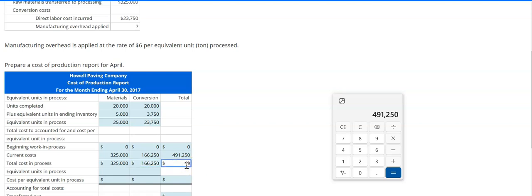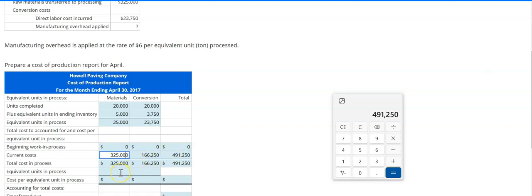So what we're doing here, because the question that you have in your class may be a little bit different. There may have been a beginning work in process. Let's say that just hypothetically this was $10,000 here. Well, then this would be 335 in this box here. And then let's say that beginning conversion costs were 4,000. Well, then we would take the 4,000 plus this, and we would end up with like 170,250, and then we would add straight across. The only reason these numbers are identical is because these numbers here in beginning work in process are 0.